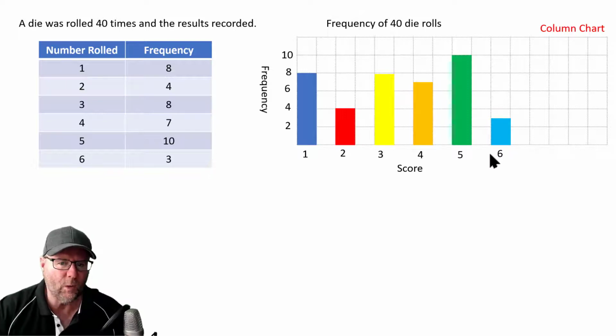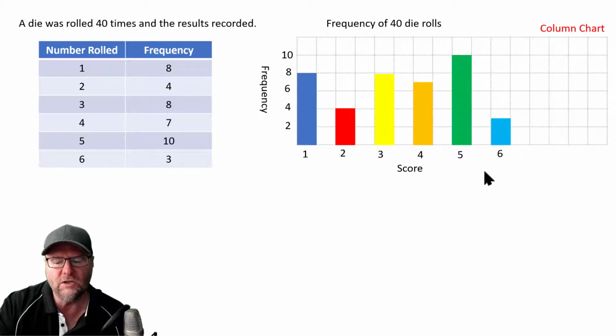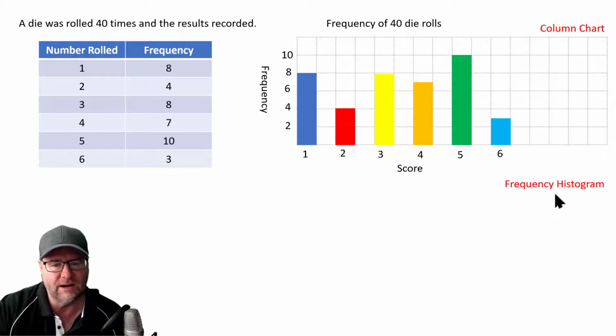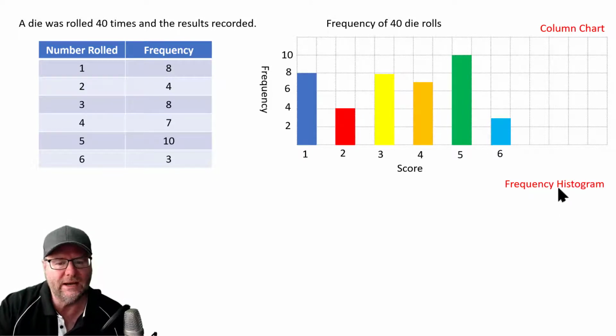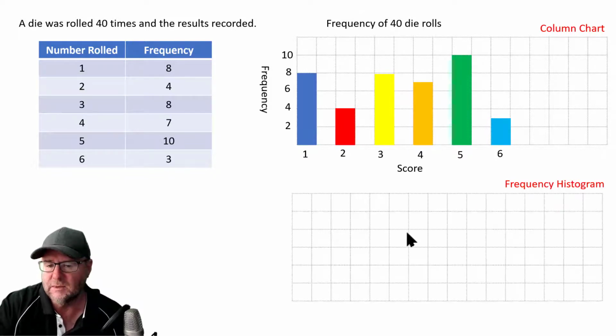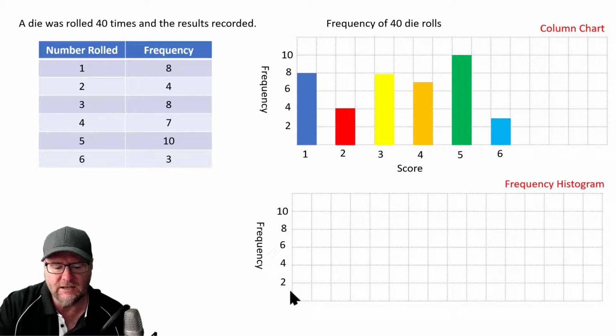Now, we are going to take that data and we're going to create something very similar with a few little changes. Okay, a column chart and a frequency histogram are very similar, except for a couple of very important differences. So we're now going to create a frequency histogram from the same data. So I'm going to start with my graph paper. Most of the things around the sides are the same, and my frequency is going to look exactly the same.